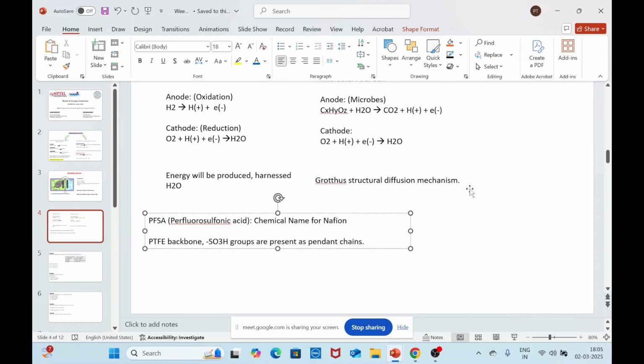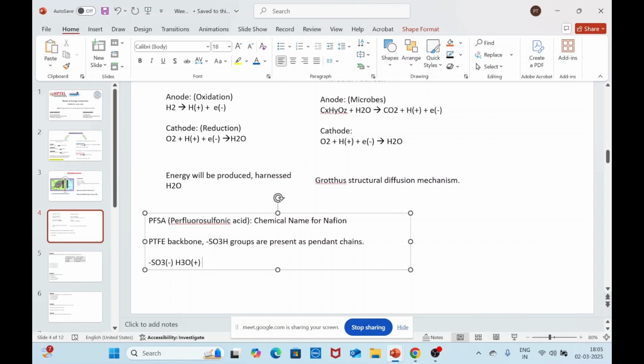This Nafion membrane should be kept in a hydrated condition. The major reason it should be hydrated is that the SO3H group will be present as SO3 minus and H3O plus ions. So it will be in this form.